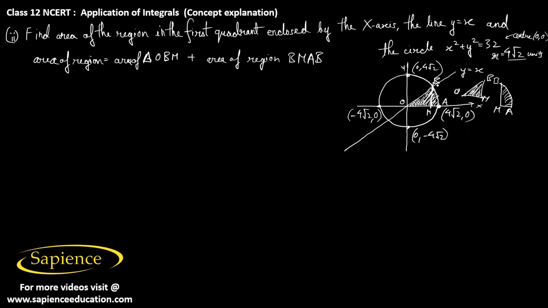First we need to find the coordinates of the point B where this straight line y = x will intersect the circle. So for that we need to solve this straight line with the equation of the circle. If we put y = x here, then we will get 2x² = 32. So x² will be equal to 16, then x will be equal to 4. So y should also be 4. So the coordinates of the point B are (4, 4).